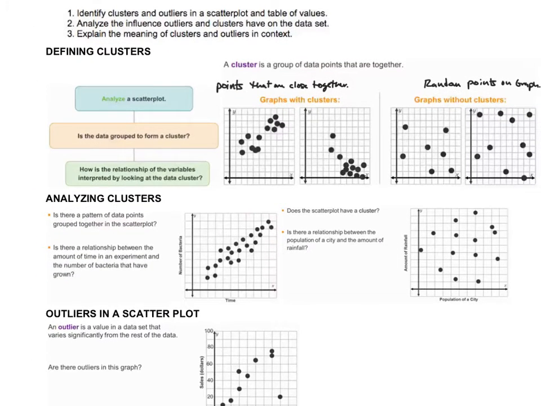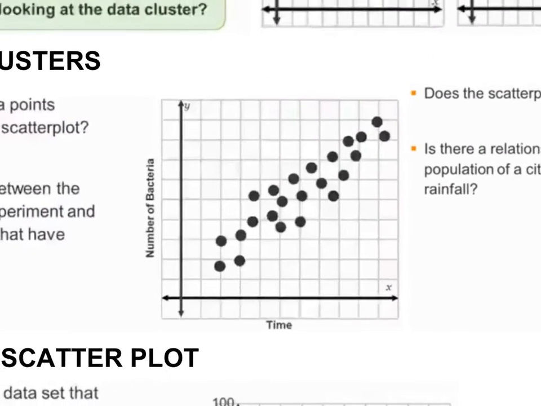All right, so what we can do is we can also analyze clusters. So clusters kind of tell us a story, okay? And so what we ask ourselves is: is there a pattern of data points grouped together in the scatter plot? And is there a relationship between the amount of time in an experiment and the number of bacteria that have grown? So in this example, we have this thing here.